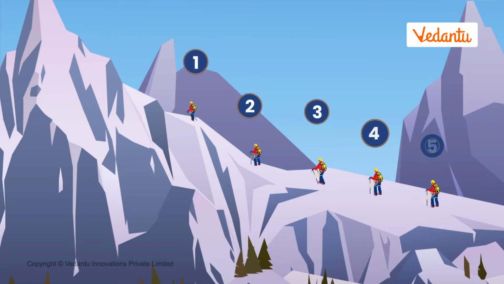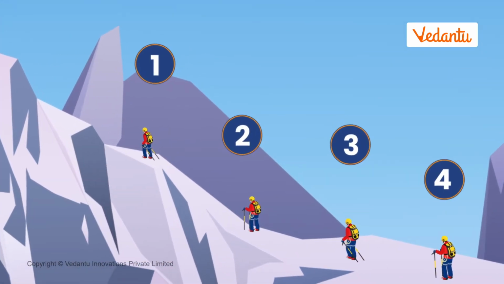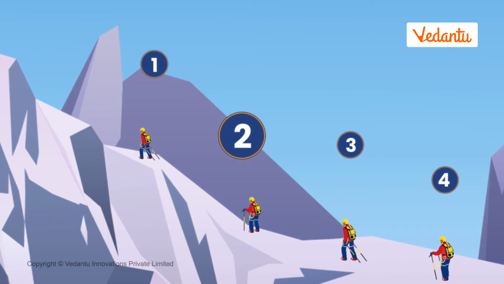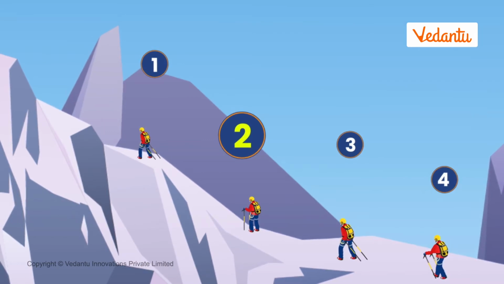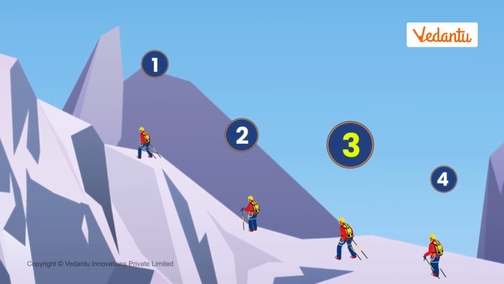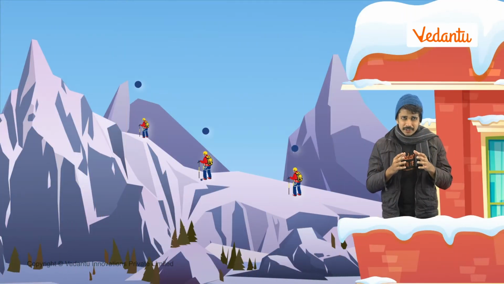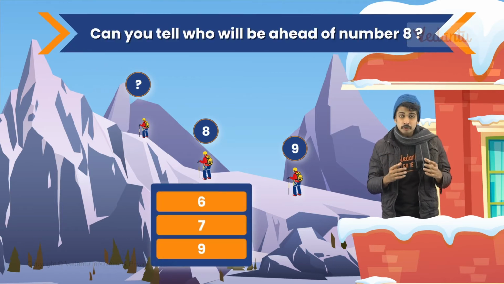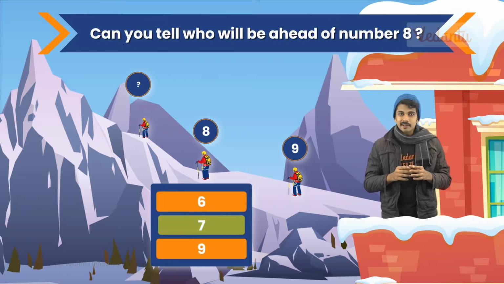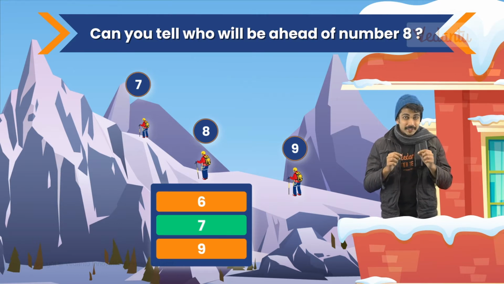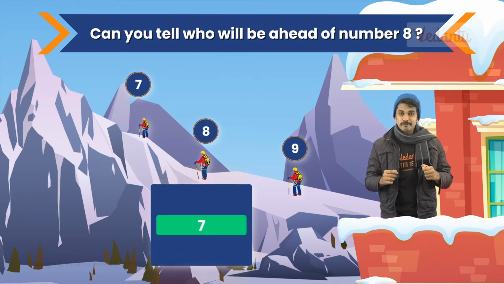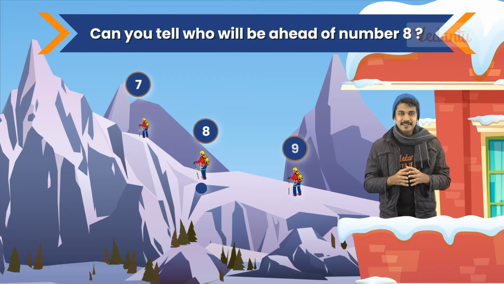will have as many numbers as there are members. So we see number 2 is behind 1 and number 3 is behind 2. Can you tell who will be in front of number 8? 7 comes before 8. So hiker number 7 will be in front of hiker number 8.